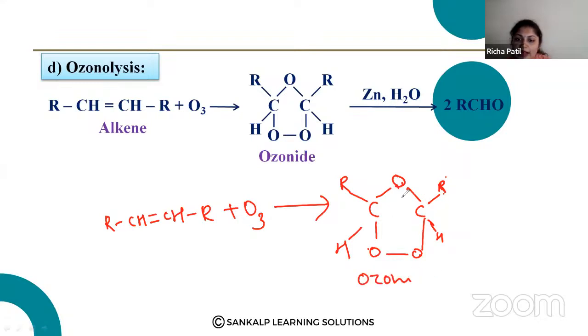This is called an ozonide, and then it is reduced. In the presence of zinc and water, you get aldehyde. So you get RCHO, RCHO. One C-O bond breaks here and one C-O bond breaks here. This is the product obtained, an aldehyde. So ozonolysis takes place: a molecule of ozone is added across the double bond.